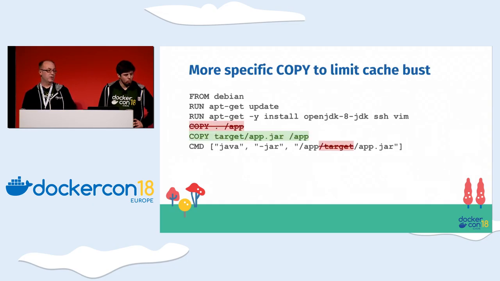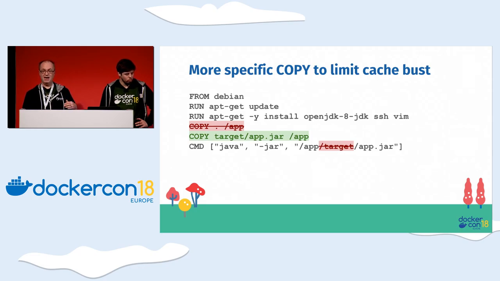There are some things to improve further. As you saw, we were copying dot. Copy dot means copy every file in the build context to the image. That's usually not the best thing to do. First of all, you're going to be copying everything, so it takes up more size. It takes longer to build. But also, it means that every file that changes in that context will, again, bust the cache. And it's better to be more specific.